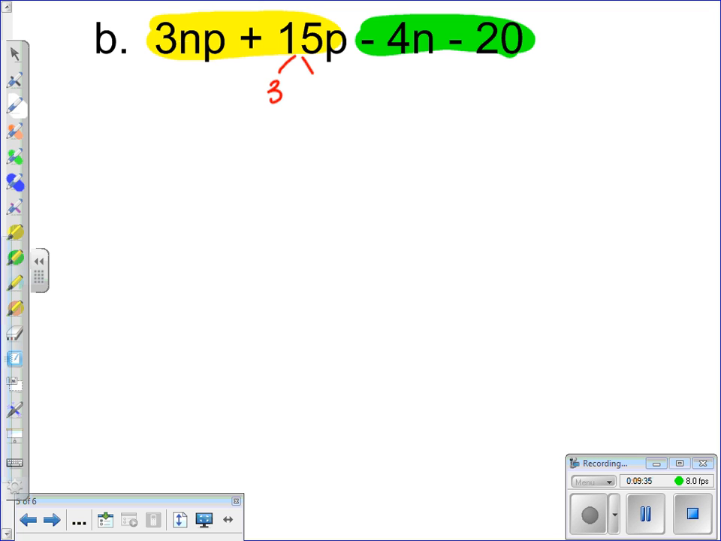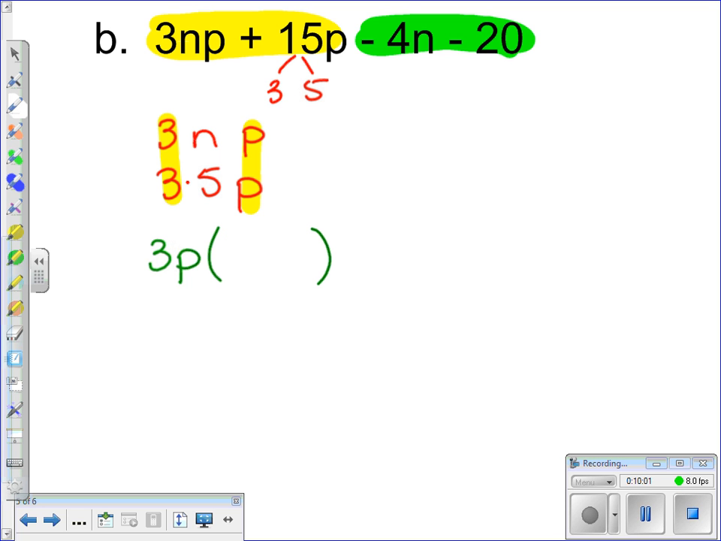15 is 3 and 5. 3, of course, is just 3. So 3 N P, 3 and a 5, and then a P for the first 2 terms. Greatest common factor. The 3's and the P. So I'm going to put 3P in a parenthesis. And follow that up with n plus 5.